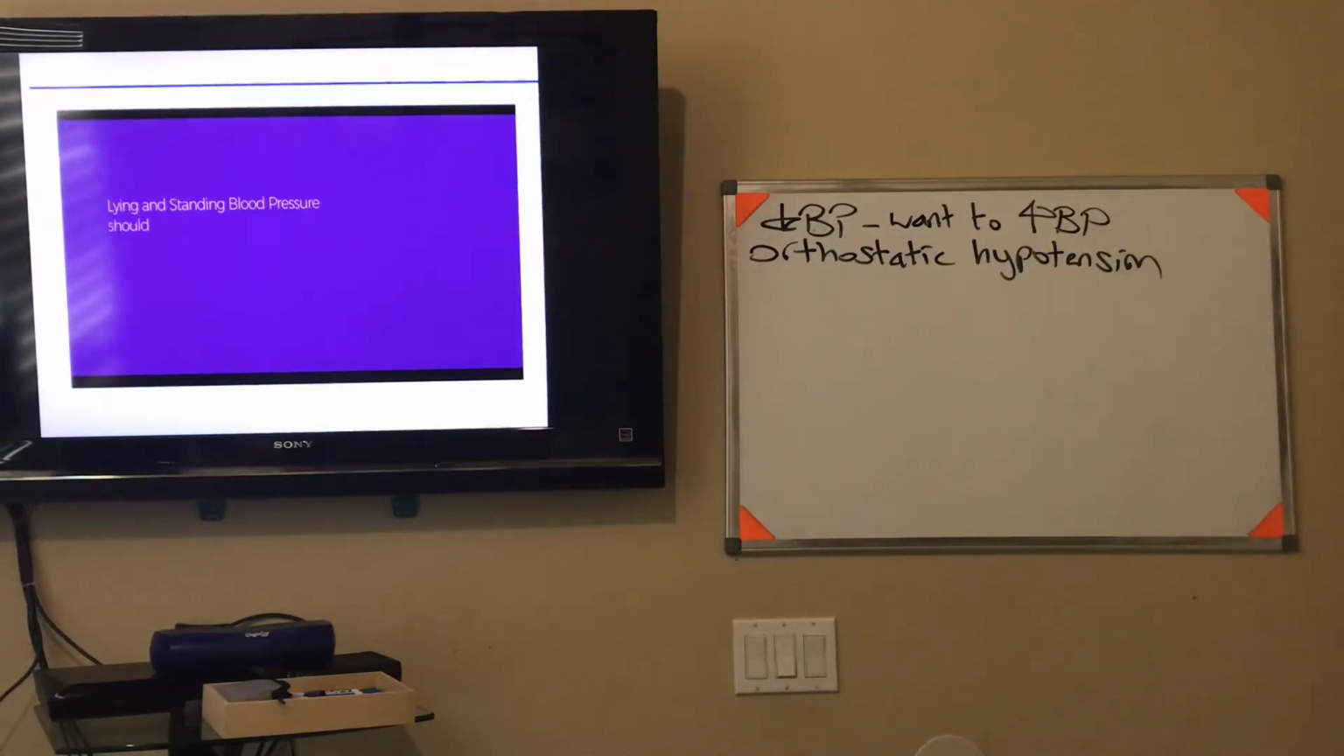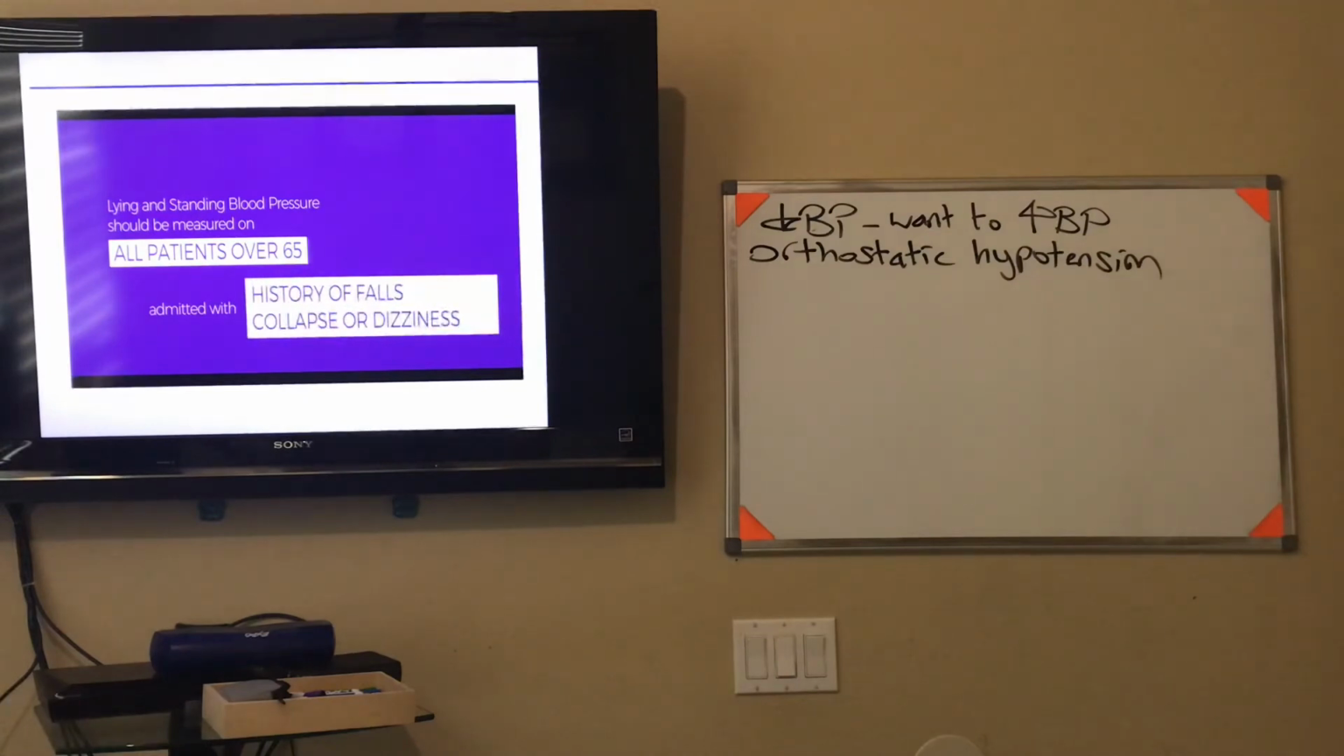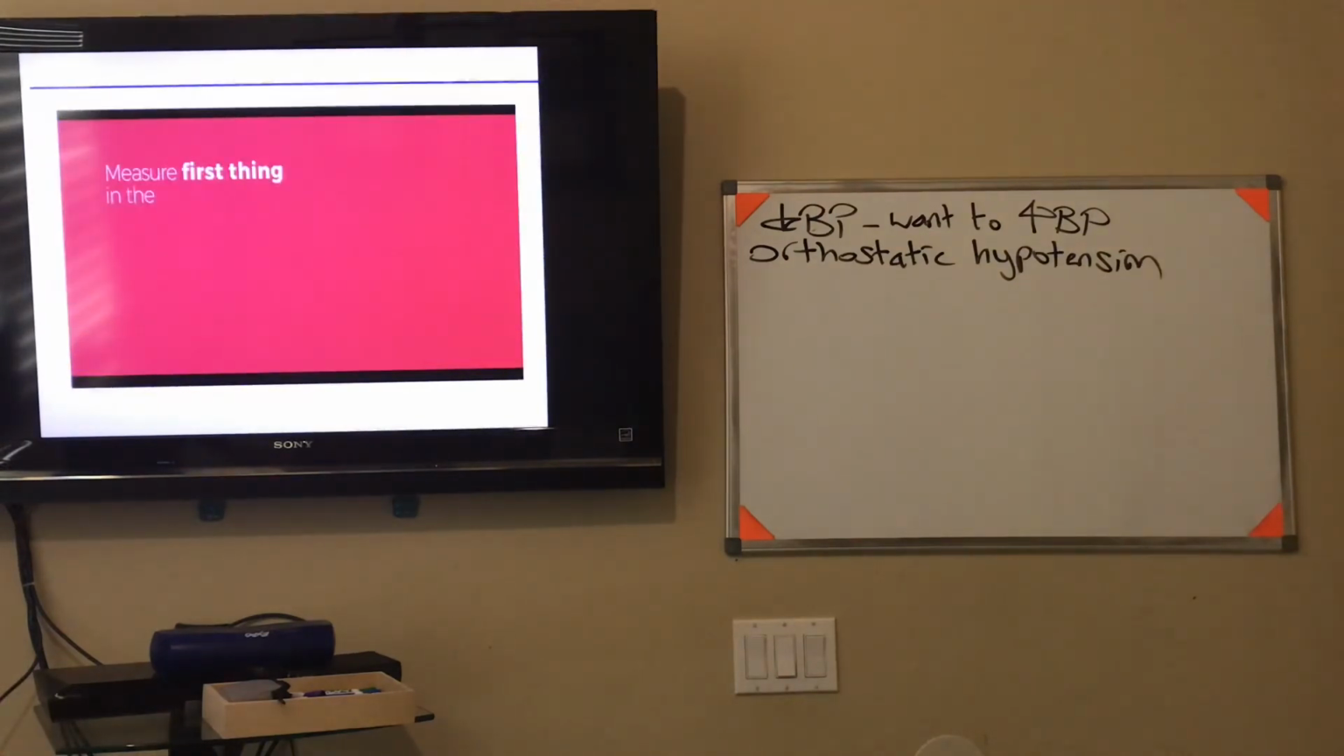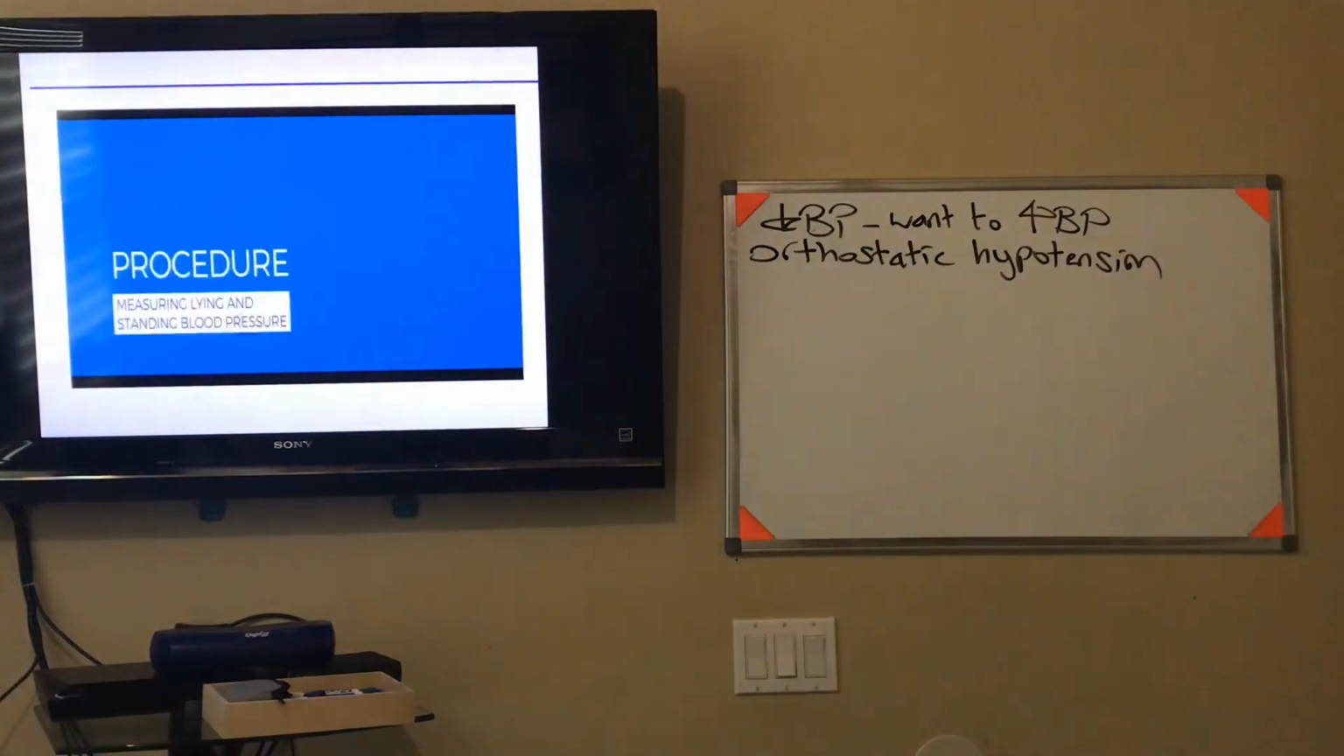Lying and standing blood pressure should be measured on all patients over the age of 65, including all patients admitted with a history of falls, collapse, or dizziness. It should be measured first thing in the morning, as this is when it is more likely to be present. As a minimum, it should be measured at least twice in the first 2 days of admission. The procedure for measuring lying and standing blood pressure.